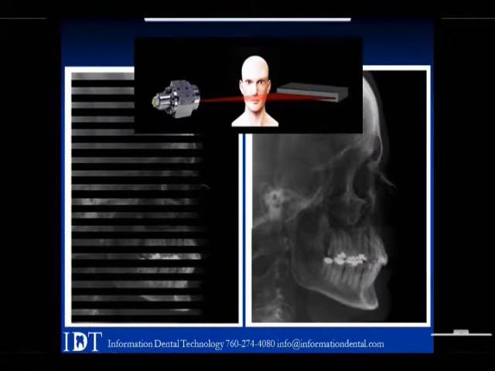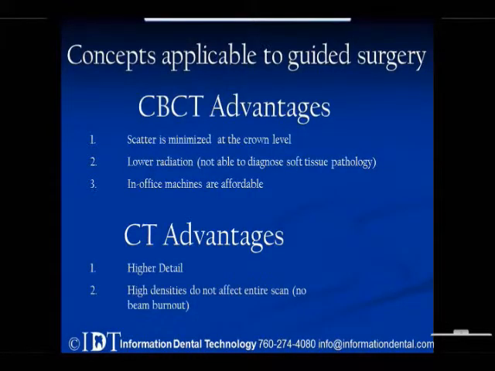So this is just a representation of what a fan beam would look like. And you can see on the left side that that just represents the different layers that are being taken with a fan beam or the medical CT. And then they're stitched together, and you get a nice 3D view of that. So these concepts between the cone beam and the CT advantages are very applicable to guided surgery, and you'll kind of see why as we go through the slides how that applies.